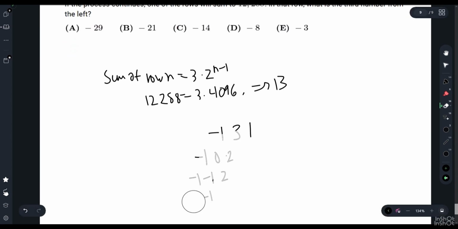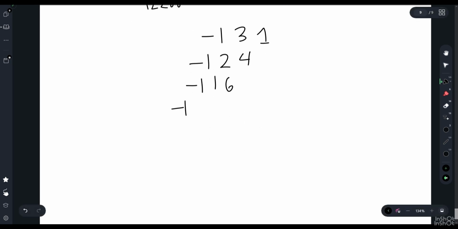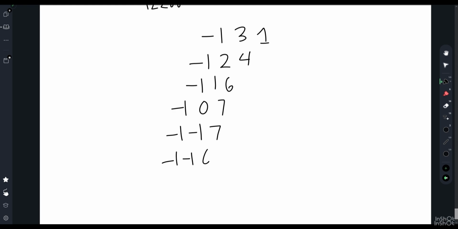Alright, so now we have negative 1, 3, 1. After that, we have negative 1, 2, and 4. Negative 1, negative 1, 1, and 6. Negative 1, 0, 7, negative 1, negative 1, 7, negative 1, negative 1, 6. No, negative 1, sorry, negative 2 is here.